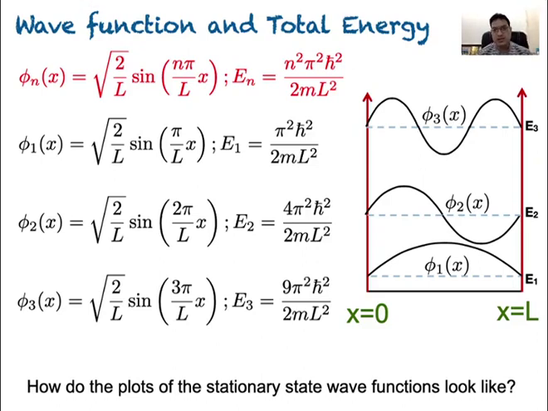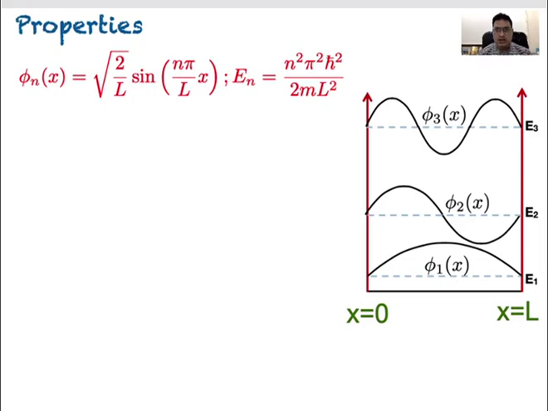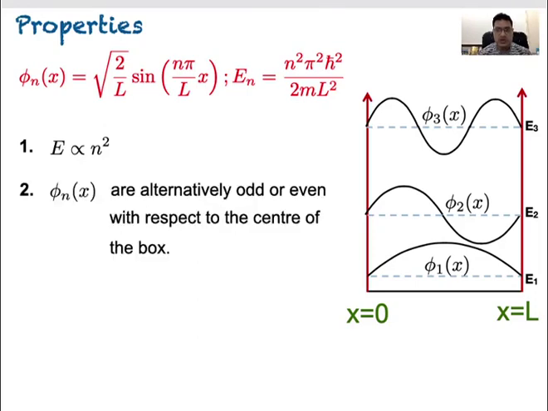That is the condition that we have imposed when we have obtained the value of A and B. Okay. Now let's look further. Here you have noticed that your energy is directly proportional to n square. Now phi n of x, your wave functions, are alternately odd or even with respect to the center of the box. So it is easy to see which function is even, which function is odd.